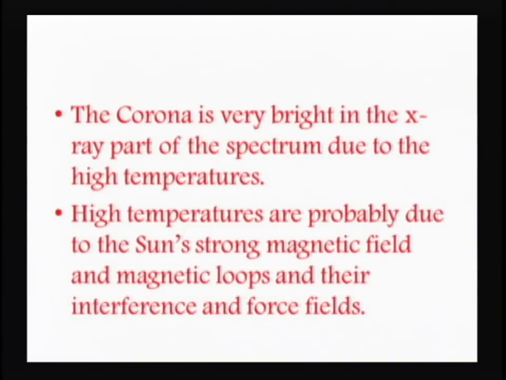Like I said, the corona is very, very bright in the X-ray part of the spectrum simply because of the high temperatures. We think those high temperatures are probably due to the sun's really strong magnetic field. And notice you get those looping effects. If you remember what it looks like when you played with magnets way back in the 5th or 6th grade, going from one pole to the other. And so you get lots of interference in there, and so you get force fields set up.